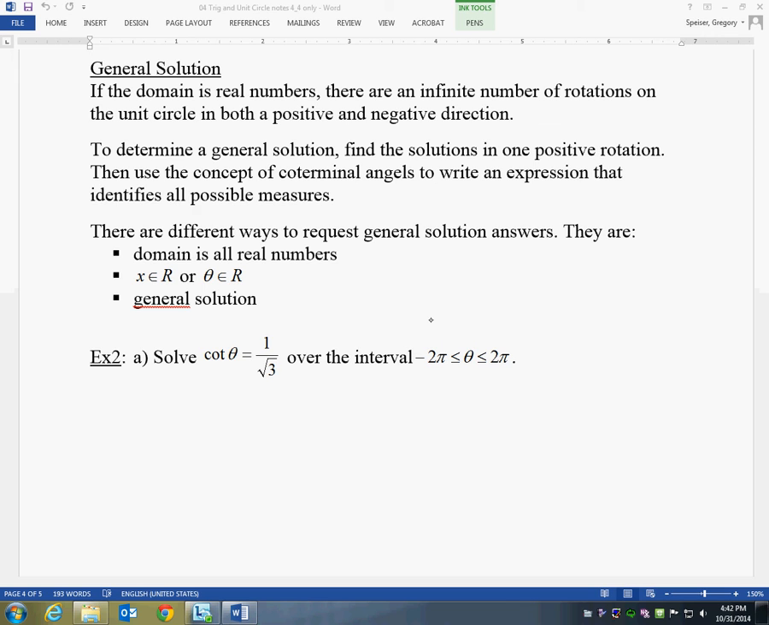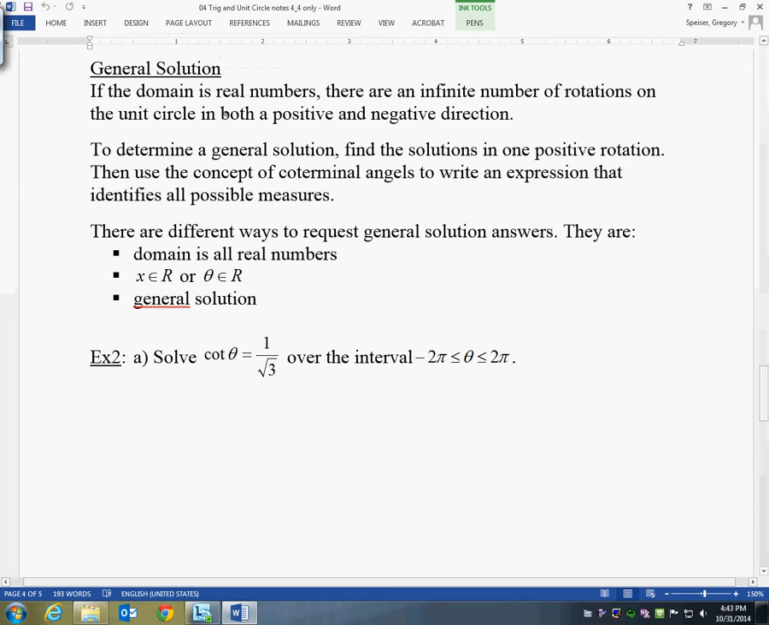To finish off 4.4, we're talking about general solutions, and we've done general solutions already when we were talking about coterminal angles. It's the same idea. You can have an infinite number of answers because there's an infinite number of rotations. There are three common ways you can identify when they're asking for a general solution.